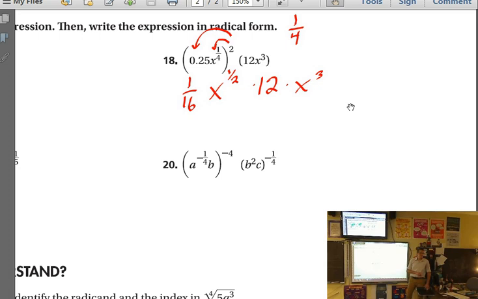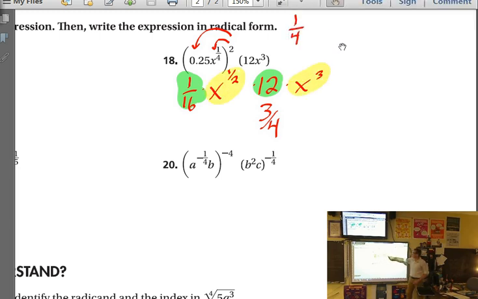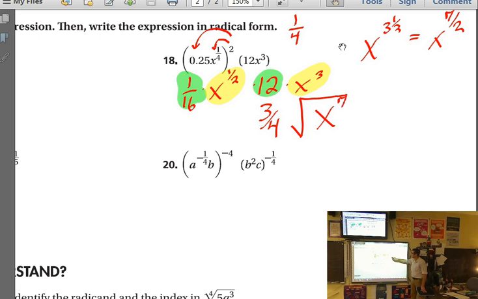Here's the thing. This is a string of multiplication. I can use the commutative property, and a lot of people got our coefficient wrong. If we combine the 12 and the 1/16, I get 12/16, which reduces to 3/4. When I combine my x to the half and my x to the third, we add the exponents, and I would get x to the 3.5, which is not proper. So we would instead say x to the 7/2, which really is the square root of x to the 7th.